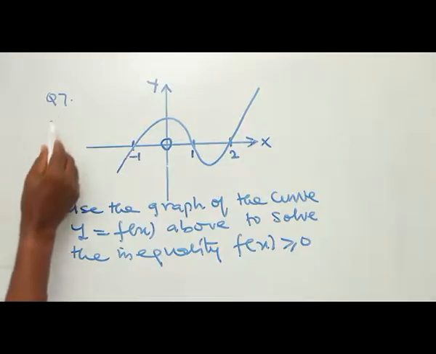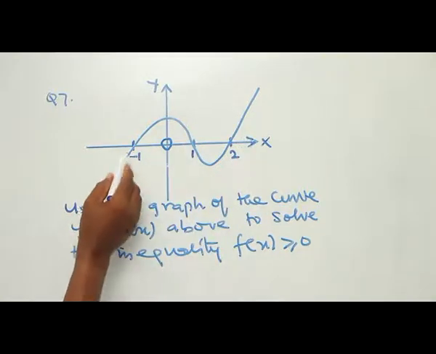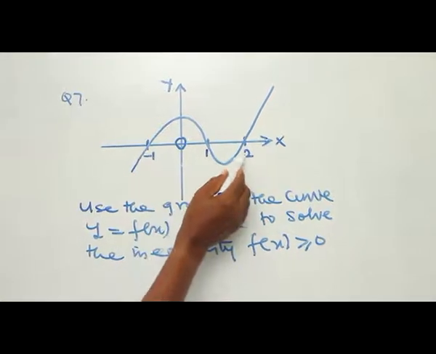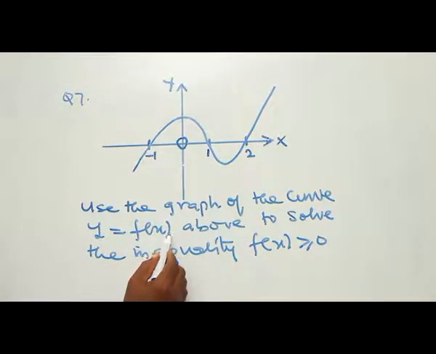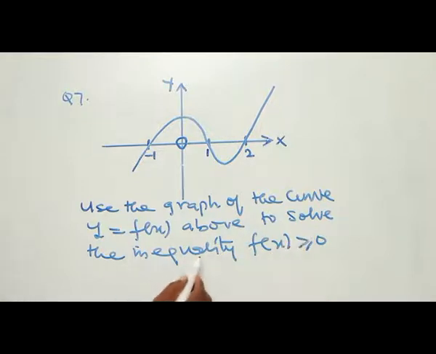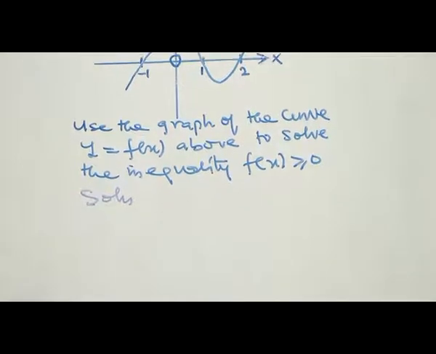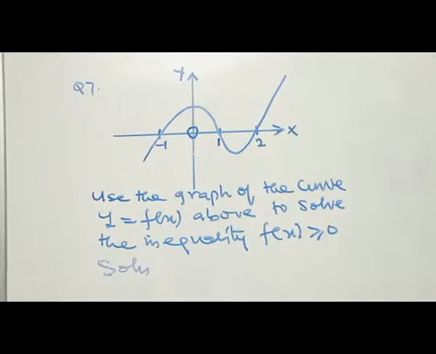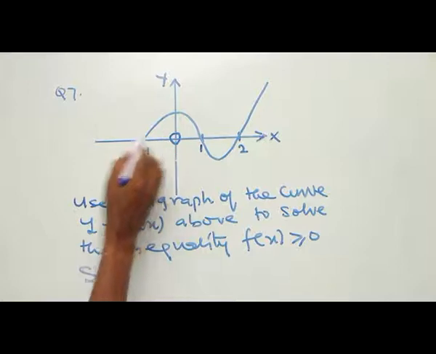We look at question number 7. A graph again, a cubic graph is given to you. And this graph is cutting the s-axis at minus 1, at 1 and 2. Use the graph of the curve y equal to f of s above to solve the inequality f of s is greater than or equal to 0. Please look at this one, our solution. This is technical. Our solution will be of this form.